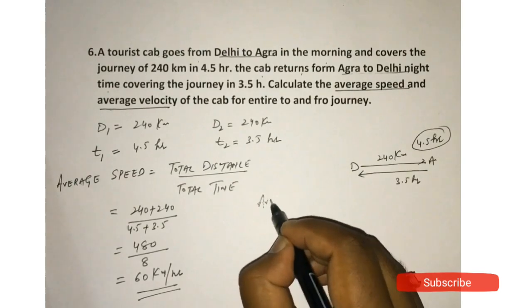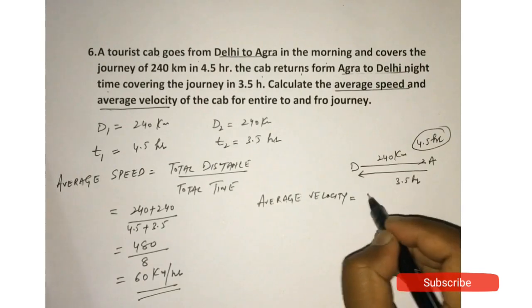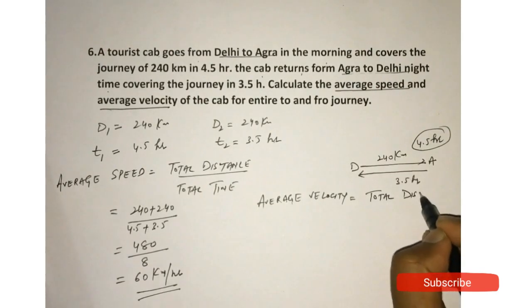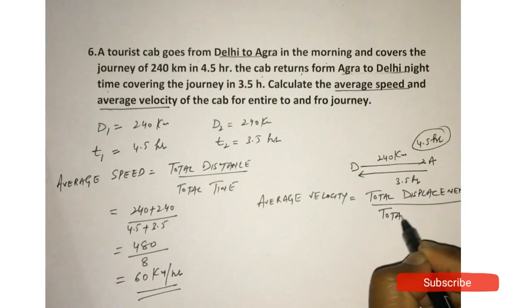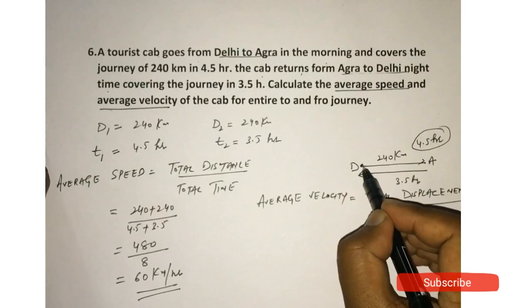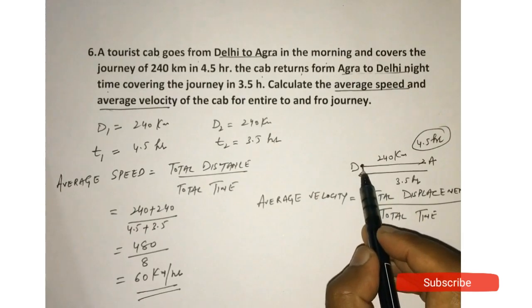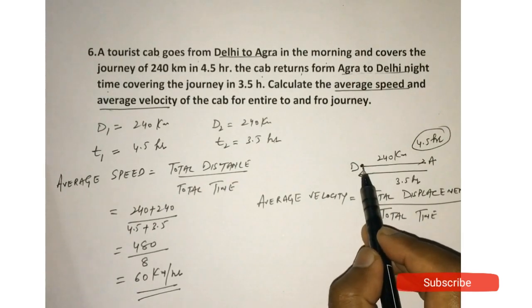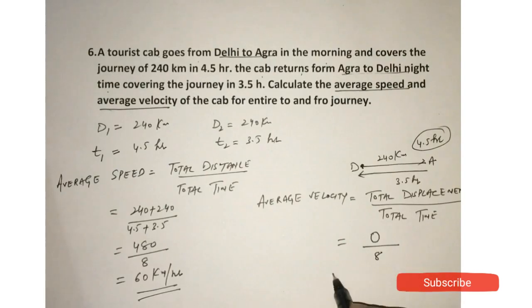But average velocity is total displacement upon total time. Now the cab starts from this point and reaches the same point again. Displacement is the shortest path between the initial and the final position. So here the initial and the final position are the same. So total displacement becomes 0 and time is 8. So 0 upon 8 becomes 0 kilometers per hour.